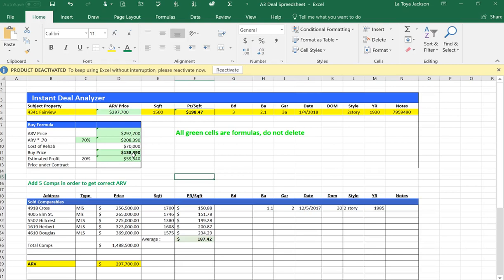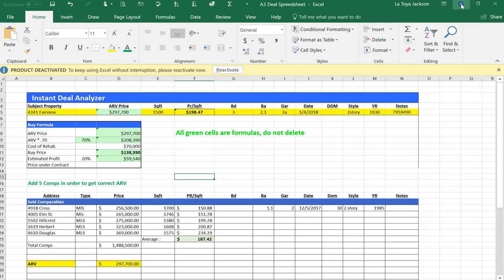I'm not buying this new property I'm looking to purchase, I'm not spending any more than $138,390. And then we know that 20%, normally it could be less, 20% of your ARV is what you can expect to make in profit. So anywhere between $59,540.